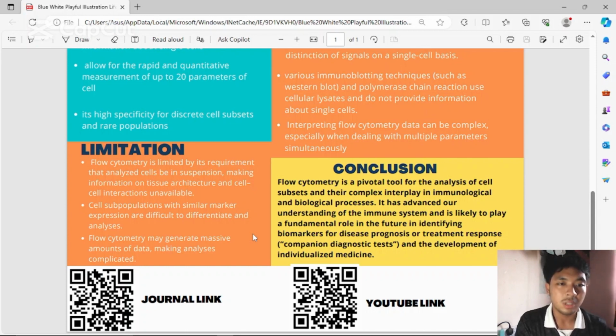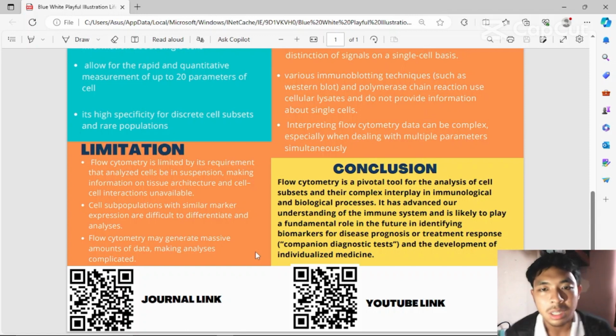Sometimes in flow cytometry, cell populations with similar marker expression are difficult to differentiate and analyze because the cells are already complex and small. And flow cytometry may generate a massive amount of data, making analysis more complicated.